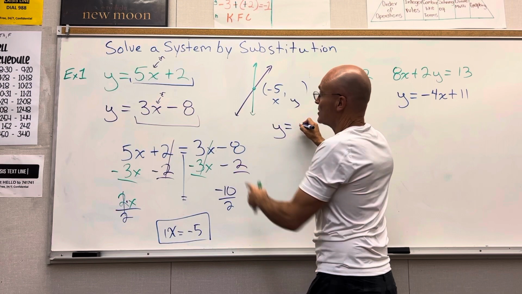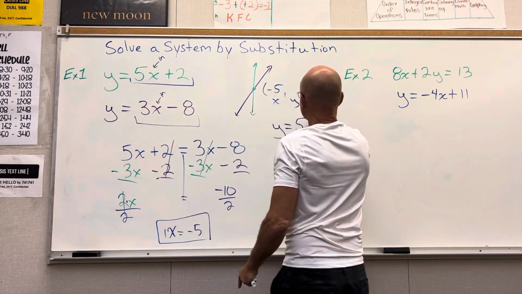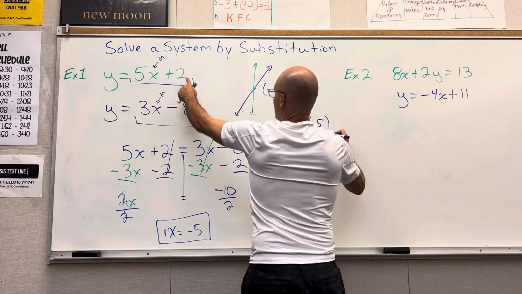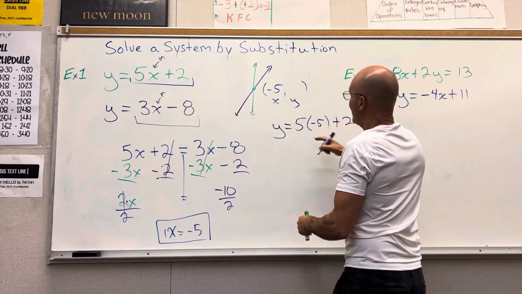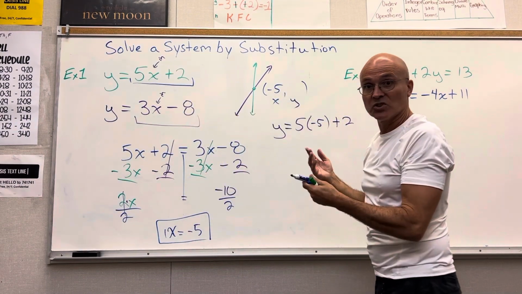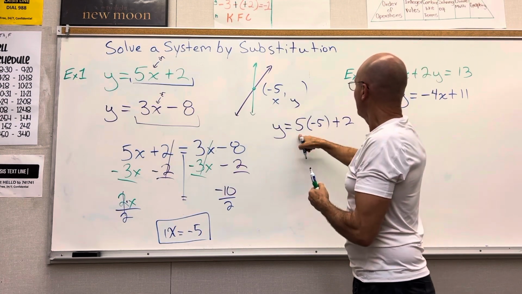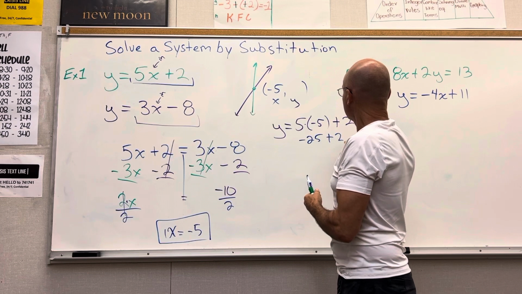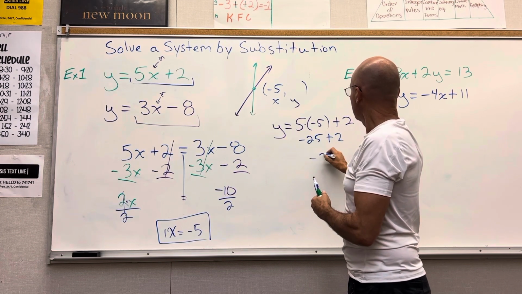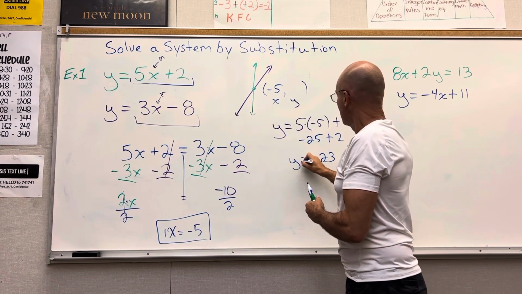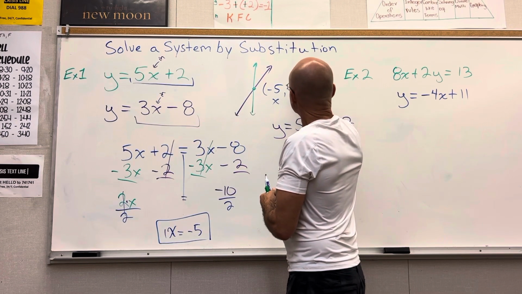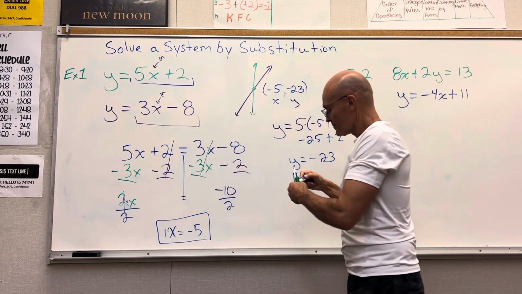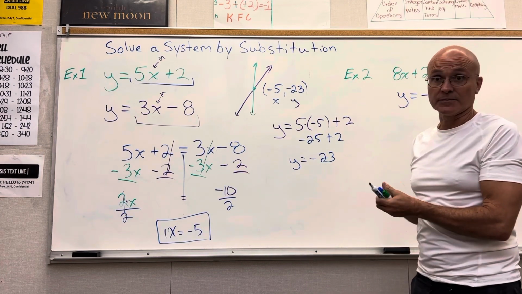Y is equal to this green 5 times this negative 5, and I want to add 2 to that. And that's going to give me the number that goes there, which is the point of intersection. 5 times negative 5 is negative 25, plus 2, which will give you negative 23. And that's the point of intersection, okay?